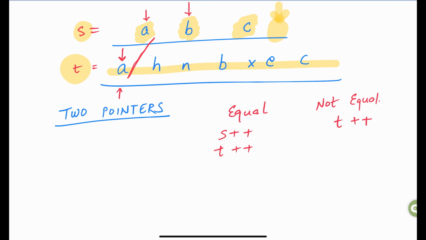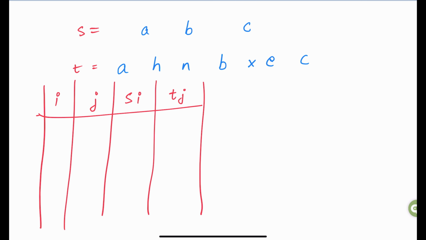Let's do a couple of simulation runs to understand how this will work using the given input. i will be pointing at s, j will be pointing at t. Starting with i and j equal to 0, the corresponding characters are a and a. As they are equal, we'll continue the iteration and increment both of these pointers. For the next run, i will be 1, j will be 1. The corresponding characters are b and h. They are not equal, so we'll only increment the j pointer.